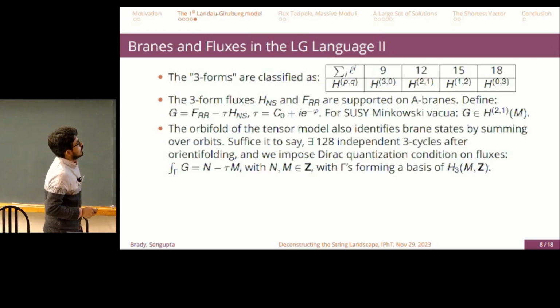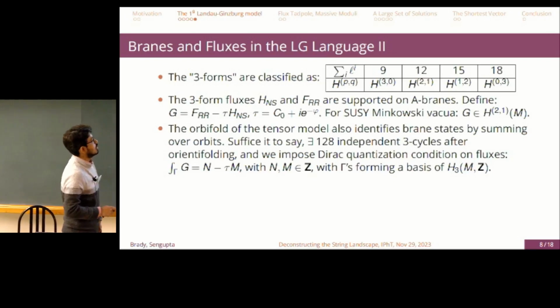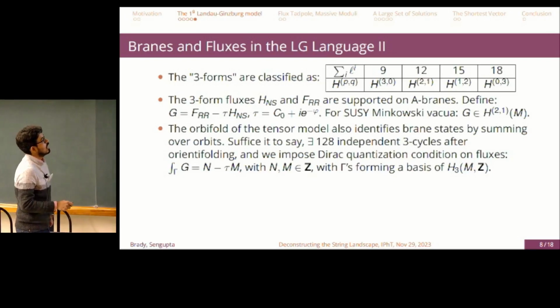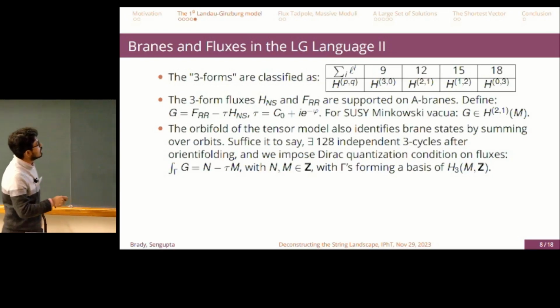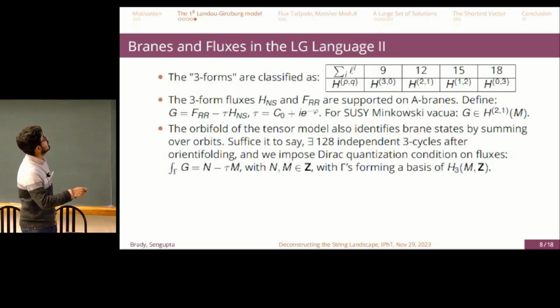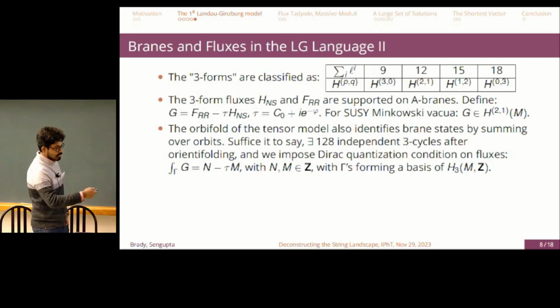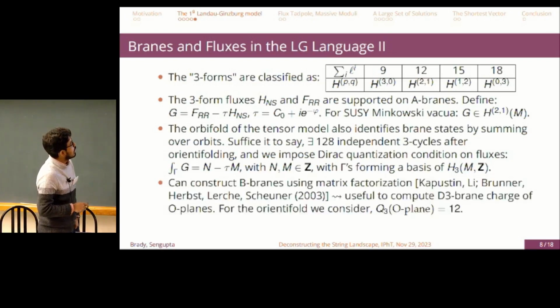So all right. So there are 128 different independent 3-cycles in this model, and there's a basis, there's a construction of it. We don't go into the details, but on each element of the basis you impose the Dirac quantization condition, which goes like this, where n and m are integers, of course.